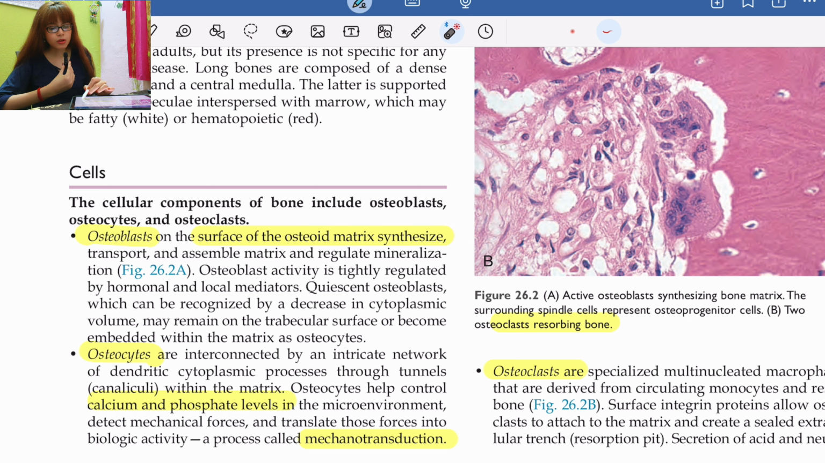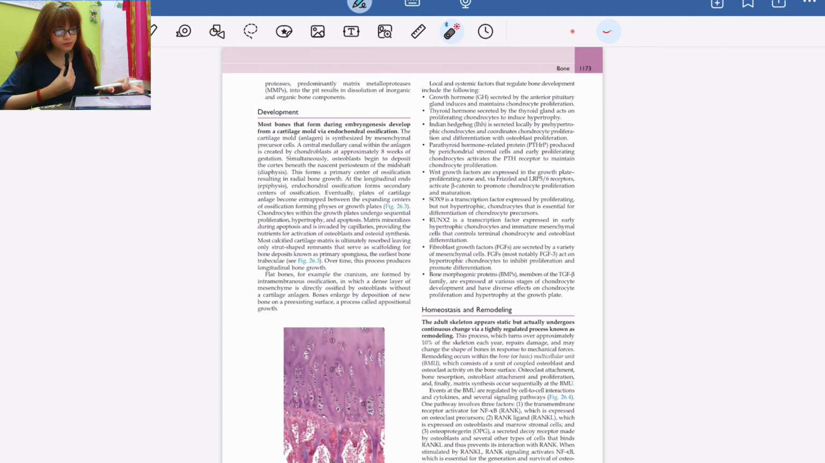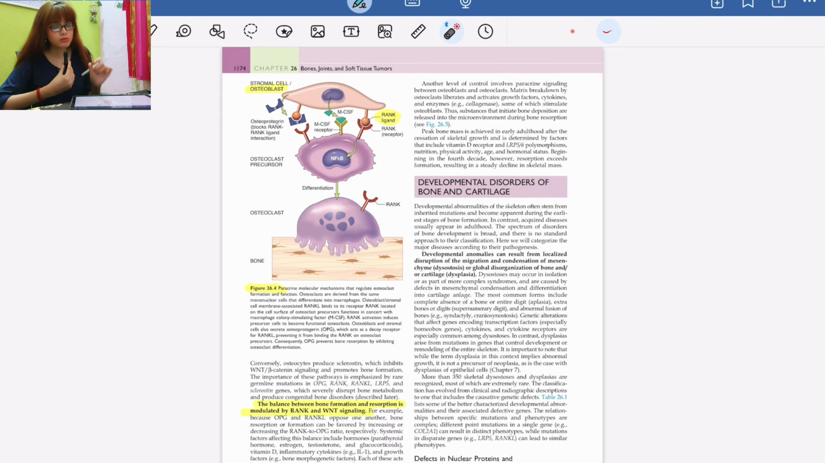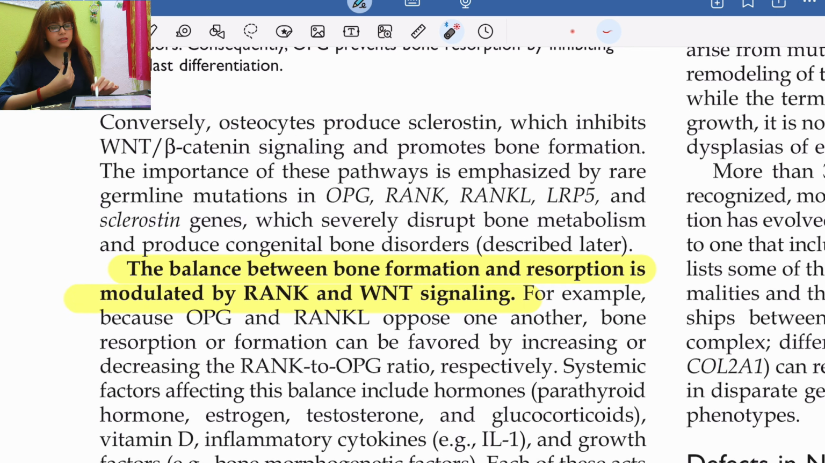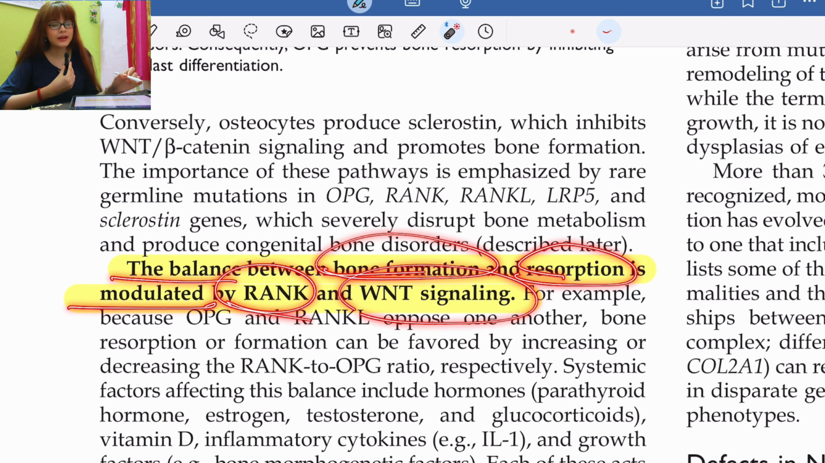Okay, now if you talk about the osteocytes, they help in mechanotransduction, a process which regulates the calcium and phosphate levels. Osteoclasts help in bone resorption. So whenever there is an osteoclastic defect, the bone will not be resorbed and therefore the bone will keep accumulating, ultimately giving rise to sclerosis, right? So here I've just tried to brush up the important points, as I mentioned, keeping in mind all categories of students. It is an important point that the balance between bone formation and bone resorption is modulated by RANK and WNT signaling.